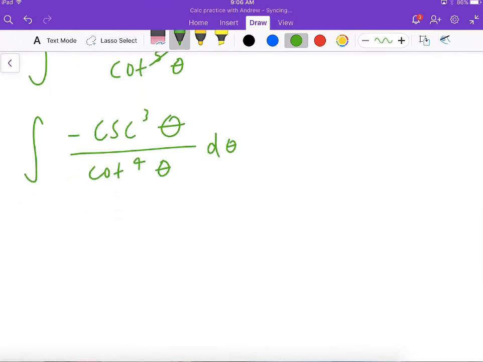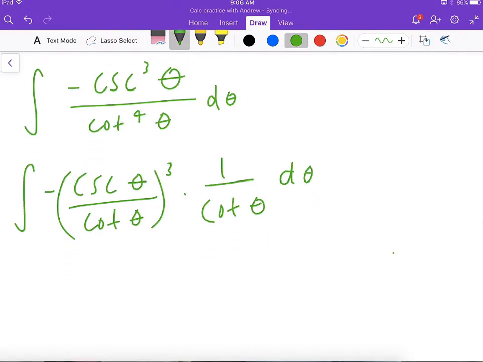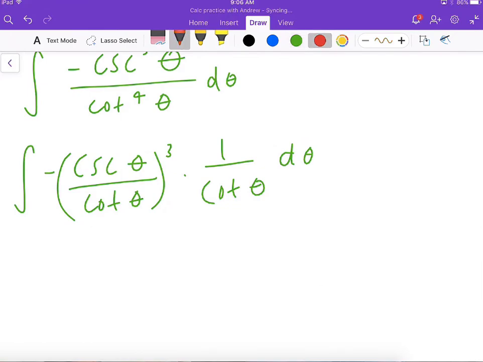So before I do that, I'm actually going to separate things a little bit further. So changing this into negative cosecant theta over cotangent theta, and I'm going to raise all of that to the third, and then we'll have one more cotangent theta down here on the bottom, because we've got 3 of them, and one more will make that fourth power. And then we've got a d theta out here. Okay, so what that allows us to do is work out cosecant over cotangent really quick.